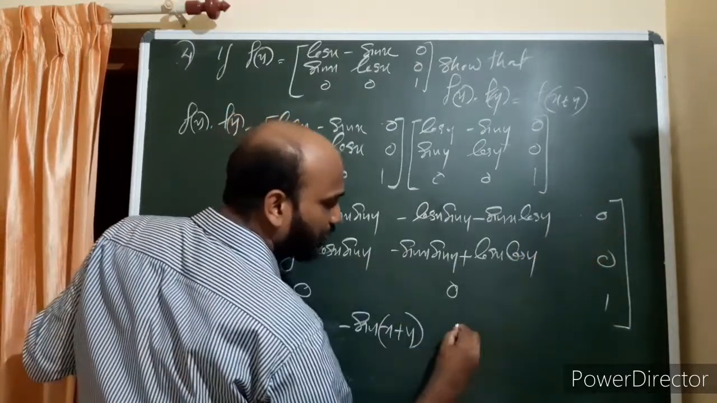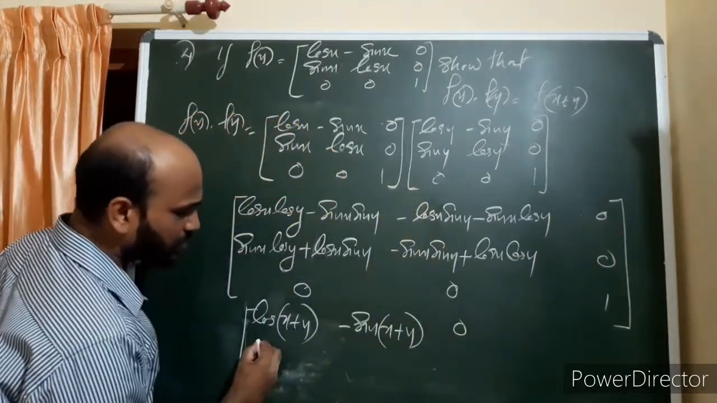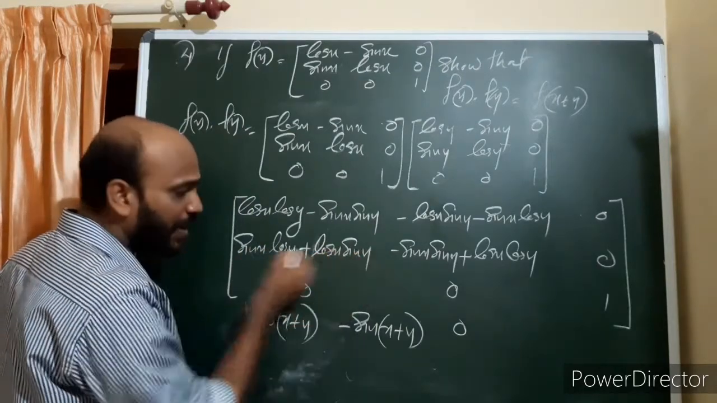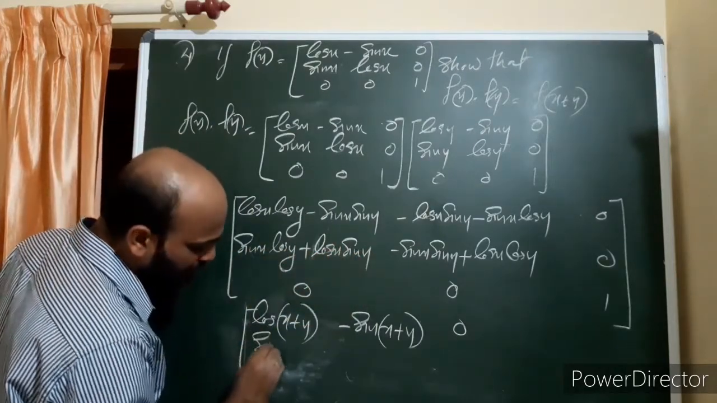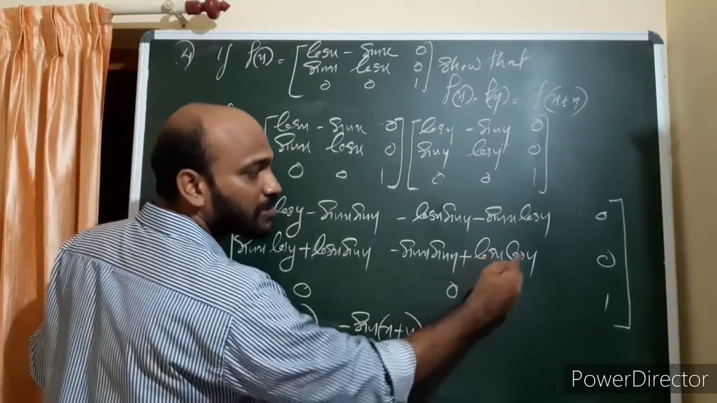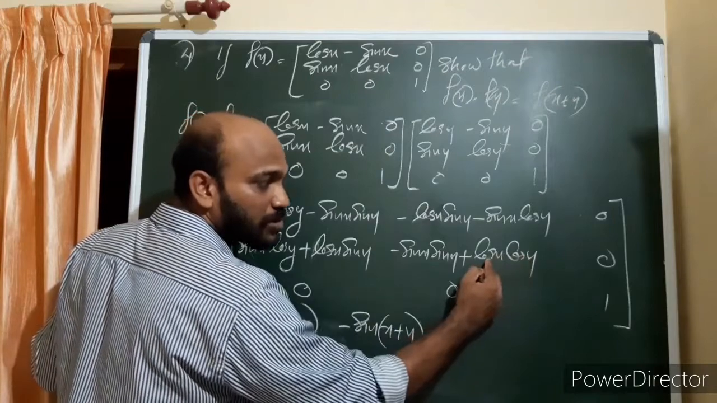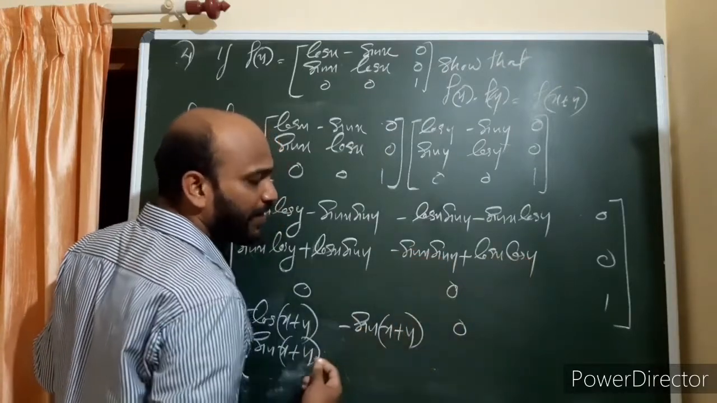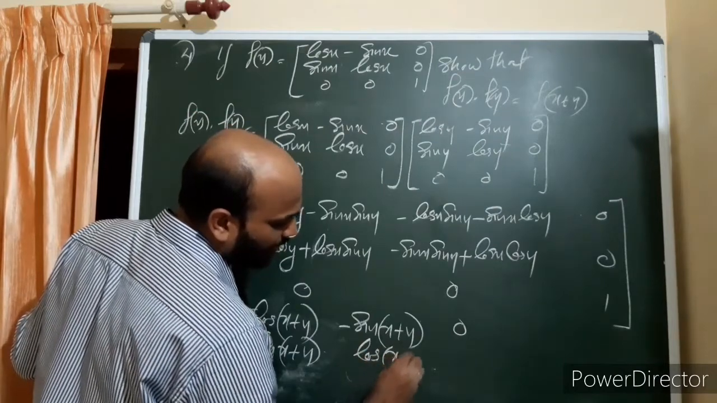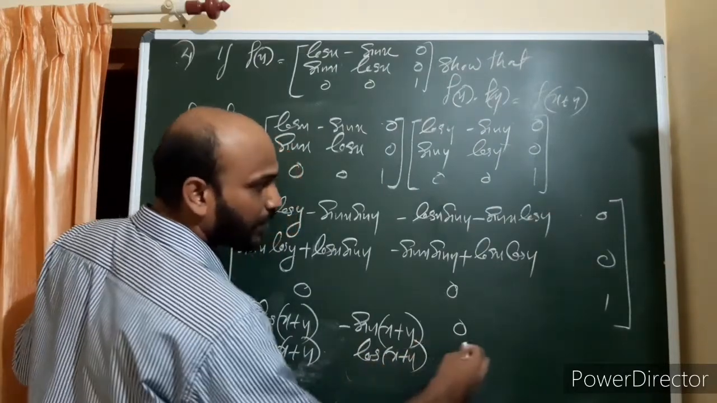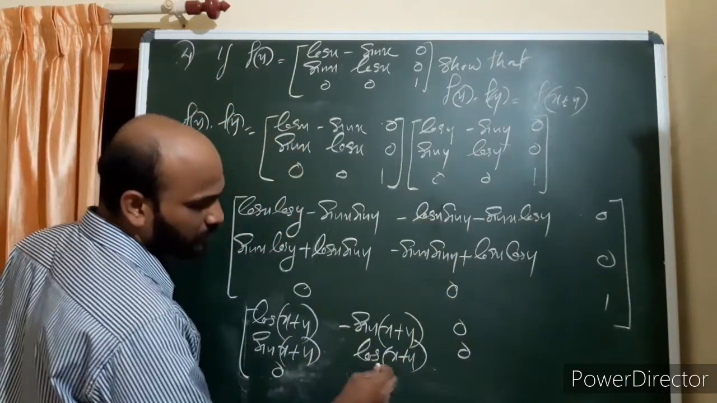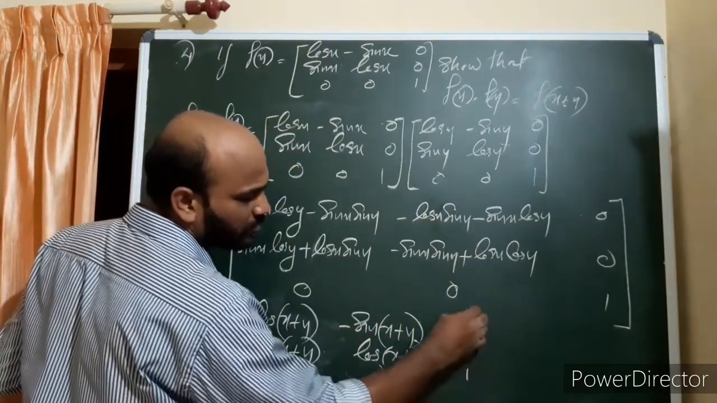Then A13 is 0. Now this element will be sin x cos y plus cos x sin y, direct formula, that is sin of x plus y. Then this is cos x cos y, first we will take this one: cos x cos y minus sin x sin y, that is cos of x plus y. Then this element is 0. Now A31 is 0, 0, this one we need not change.